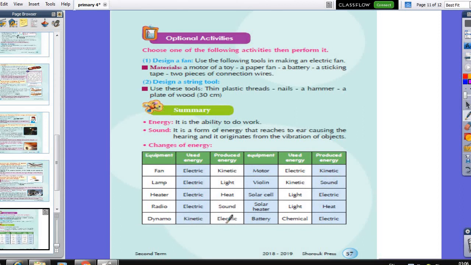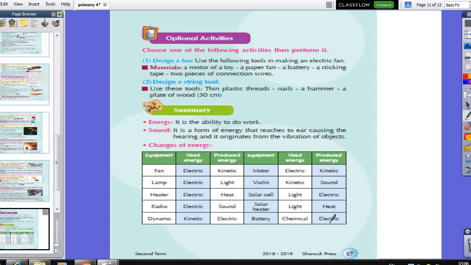Dynamo, kinetic to electric. Motor is the opposite of the dynamo. Some students can't differentiate between motor and dynamo. So dynamo, kinetic to electric, motor, from electric to kinetic. Violin, kinetic to sound. Solar cell, from light energy, or solar energy, to electric energy. Solar heater, light to heat. Battery, chemical to electric. Also we have the photosynthesis process.